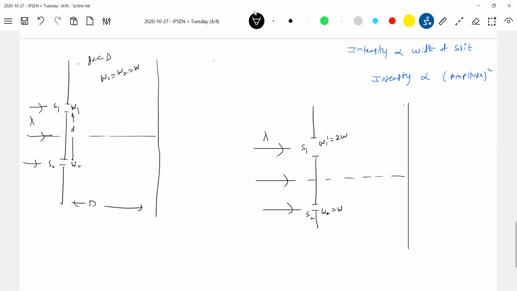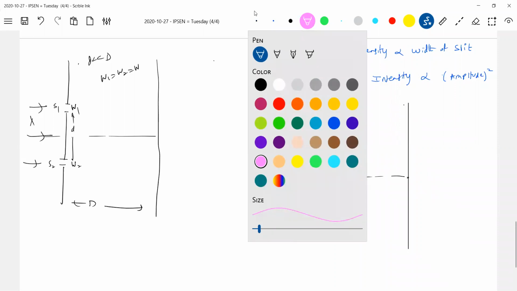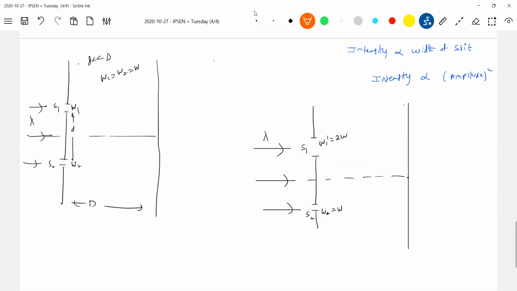Now what changes should we bring here? Intensity earlier, what was the intensity? Intensity was I naught and I naught. Now how much will it become? Doubled. So the intensity here will become 2 I naught, and this will remain I naught.